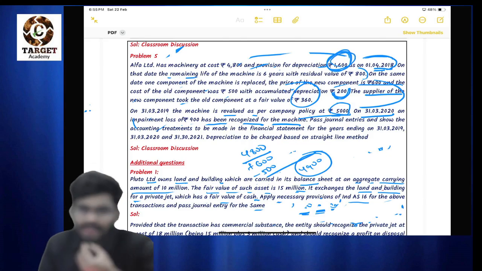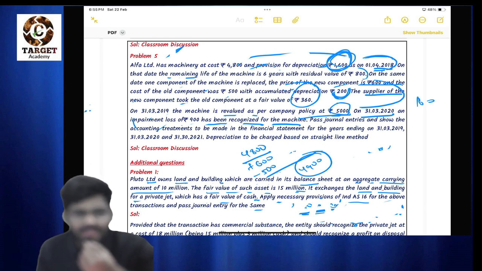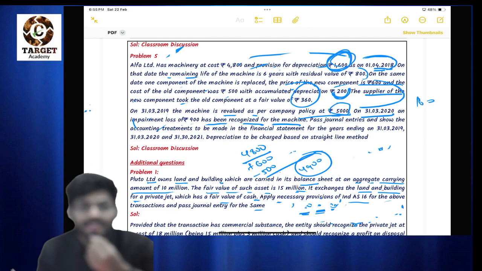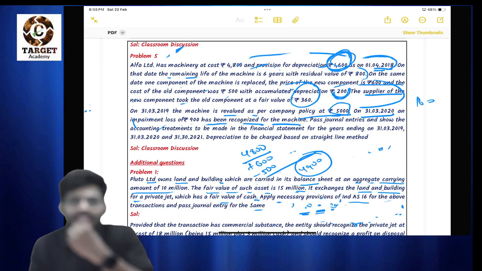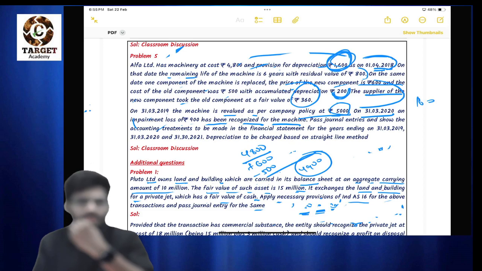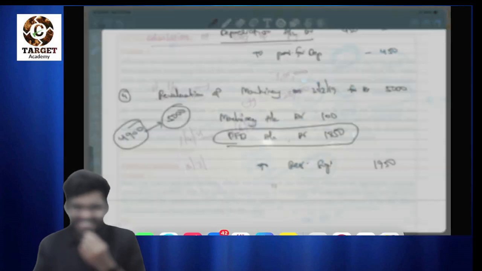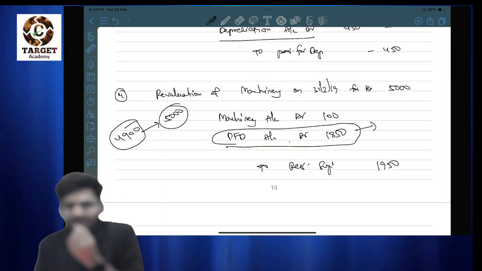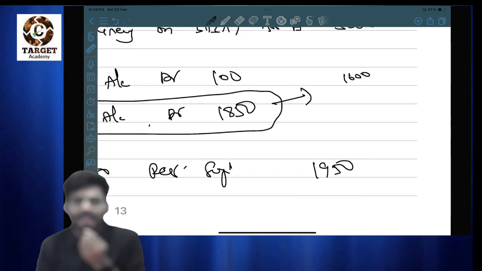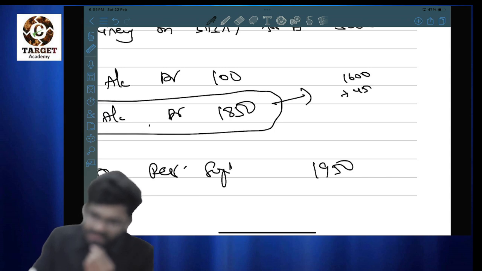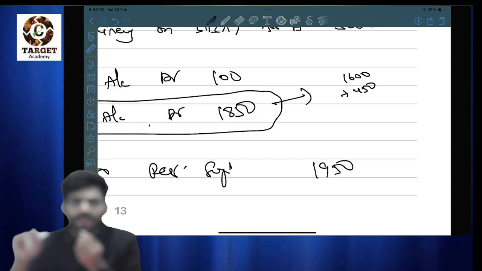Initially we have 1600. In the first year we have transferred how much? 450. Total 2050. And for the old cost component, provision for depreciation how much? 200. That should be derecognized. That's how we got this 1850. Understood? Not understood. How did we get this 1850, sir? Basically, initially we have provision for depreciation of 1600 as balance. First year depreciation 450 is also transferred to provision for depreciation.